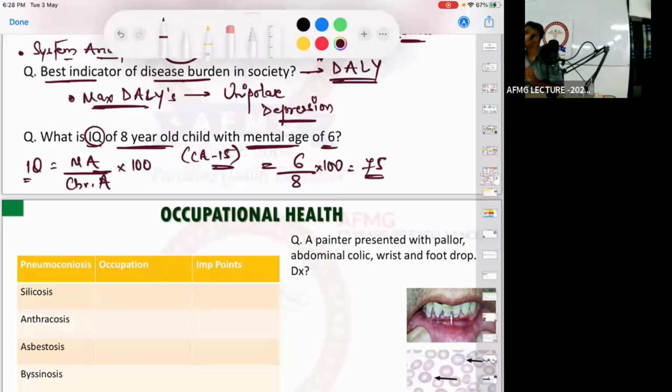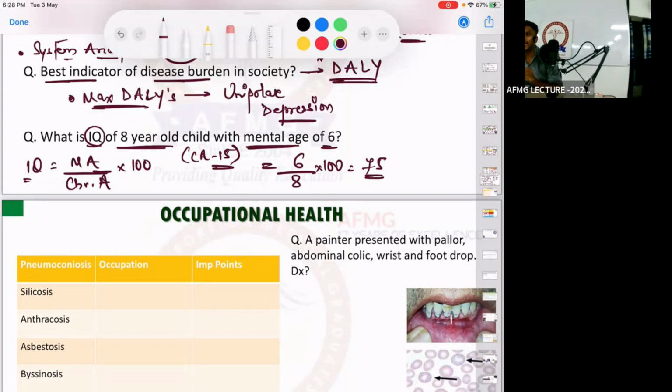This is important. Imbecile, moron and so on they can ask you at times, but the more important one is the WHO classification of intellectual disability. Intellectual disability is the new name for mental retardation. Most common cause of intellectual disability: Down syndrome. Okay, genetic or hereditary cause: Fragile X syndrome.